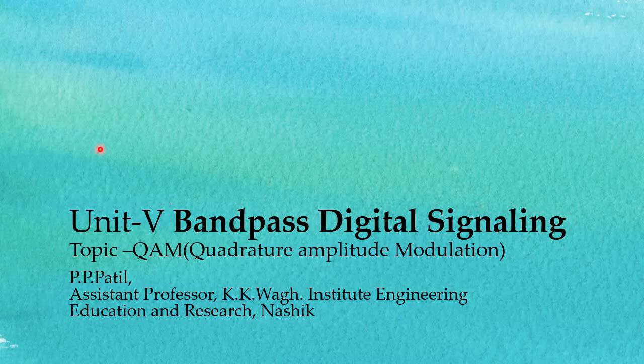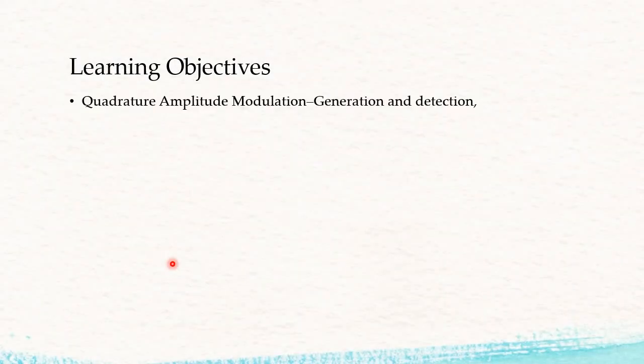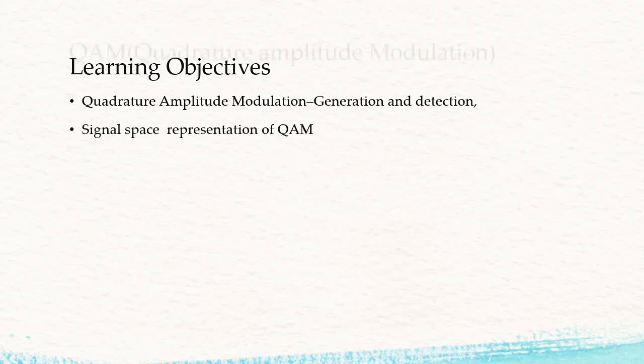Hello student, welcome to the last lecture of unit number 5, that is quadrature amplitude modulation or QAM. Learning objectives of today's lecture: quadrature amplitude modulation, its generation and detection, and signal space representation of a QAM.